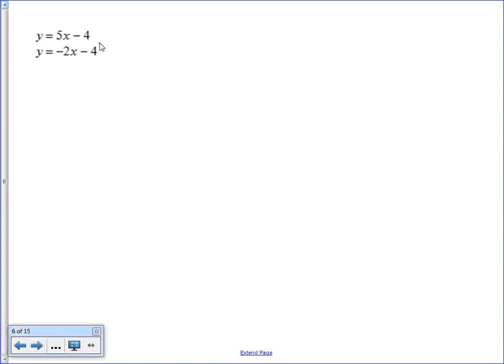So we have y equals 5x minus 4 and y equals negative 2x minus 4. Let's take the bottom one and put it in for y in the other one. You might notice how you're taking just the right sides of the equations and setting them equal to each other. That's because they're both solved for y, or they're both solved for one variable. So getting the x's on one side.